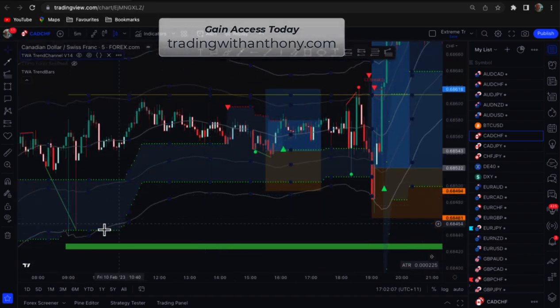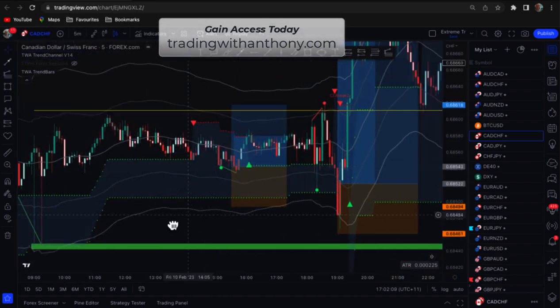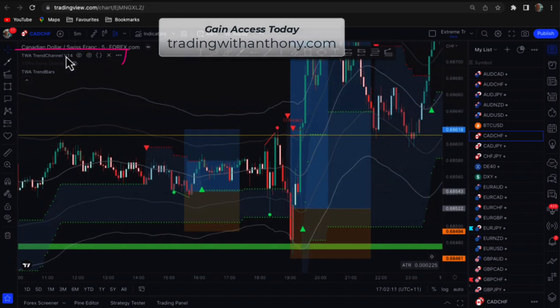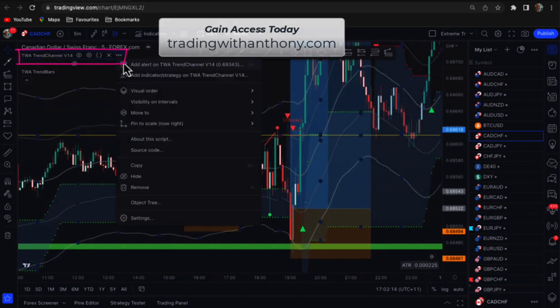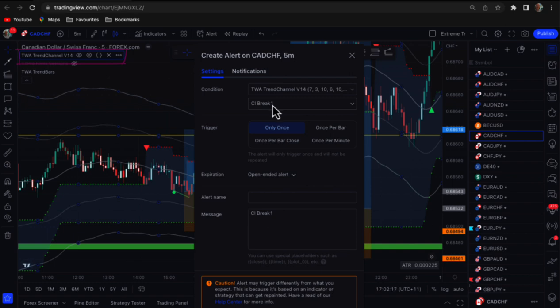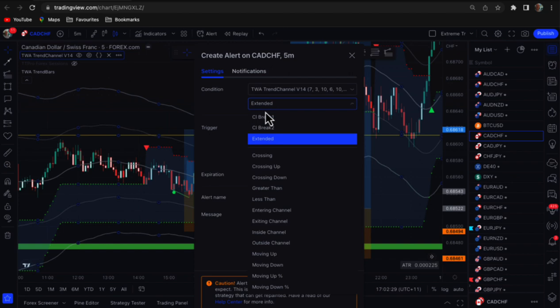Green. Okay, look at this. We're looking for green signals. So basically what we're doing is we're setting up the trend channel signals here. Click on that, add alert, trend channel, and we want break 1, we want break 2, and we want extended on every currency pair. We're going to create 3 signals, and we're going to select once per bar.